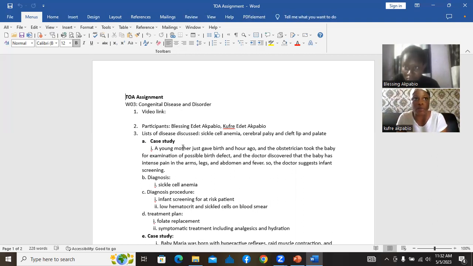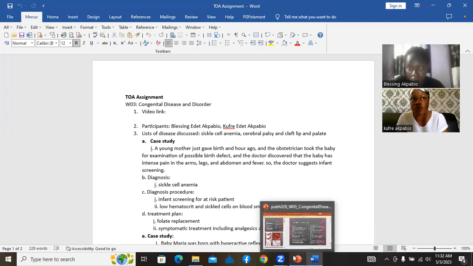So when we are talking about sickle cell anemia, I think I should have a little knowledge about that since I'm doing health. It has something to do with heredity. So if both parents are sickle cell carriers, definitely it will affect the child. One of the children must be sickle cell anemia. Now, what can we do to stop this illness?